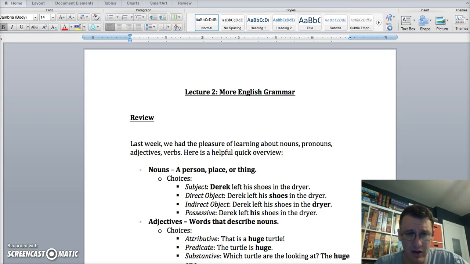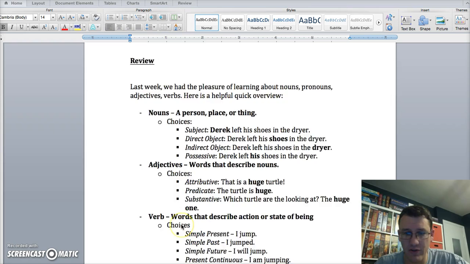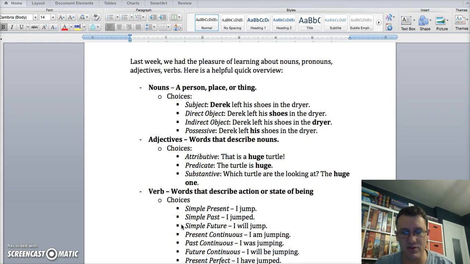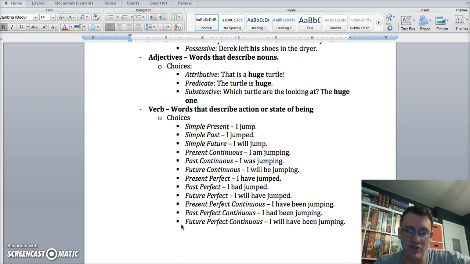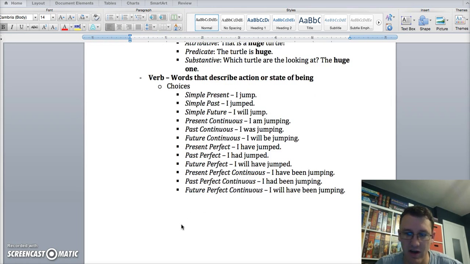So, just for a review, I've included this first page. This is just a quick summation of everything that you need to know about last week. 4 different kinds of nouns, 3 different kinds of adjectives, and 12 different verb tenses. Keep these locked up in your brain, keep reinforcing that content.